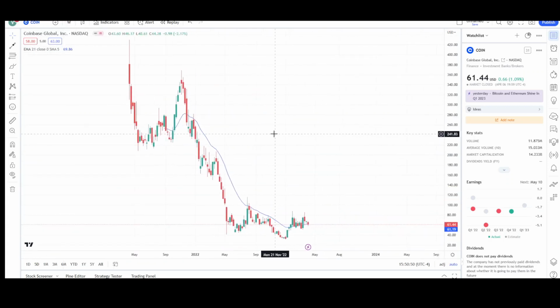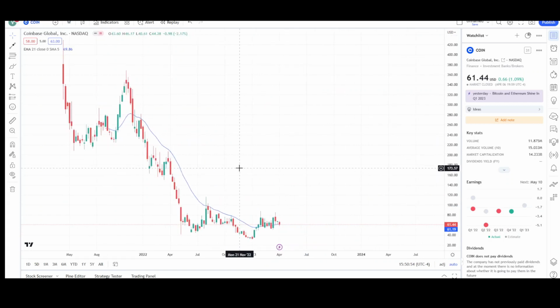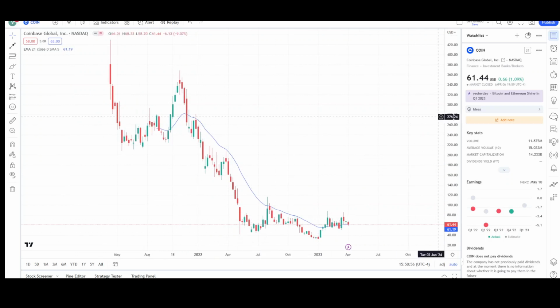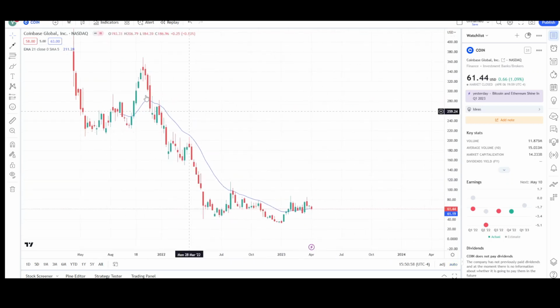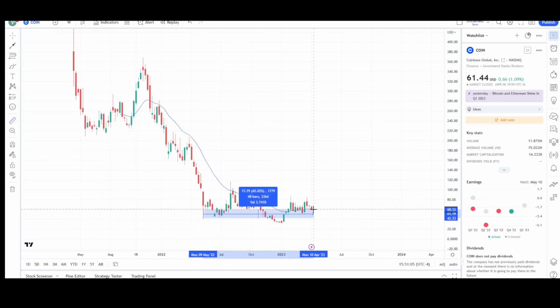Here's the weekly chart for Coinbase. Not much to say about this either. You can see it just more simplified of a big down move and then this sideways price action. If I use the calculator or the measuring tool, you can see that since May of last year, prices have been range bound. So that's almost a year's worth of price action that's sideways.